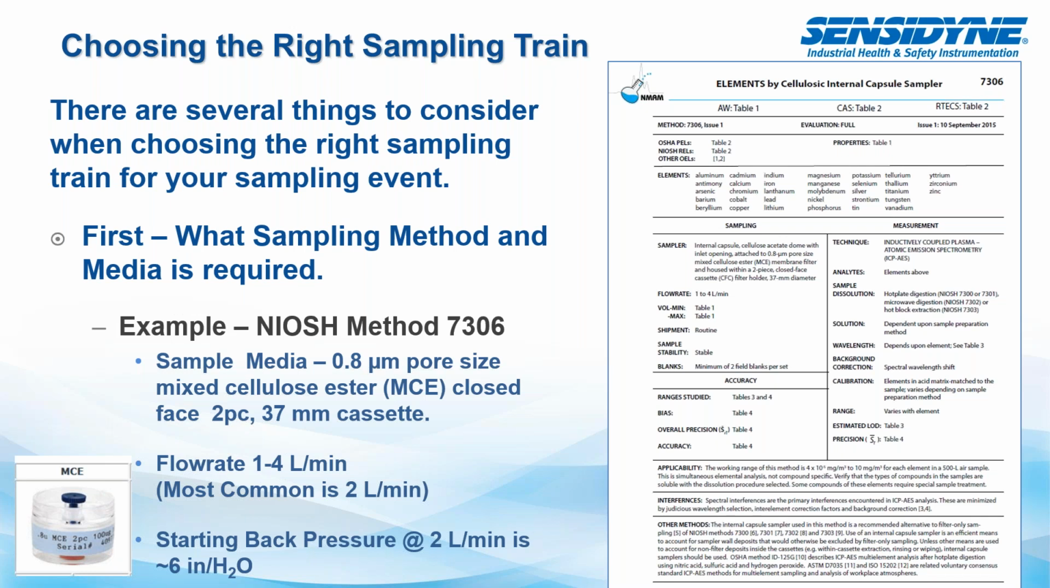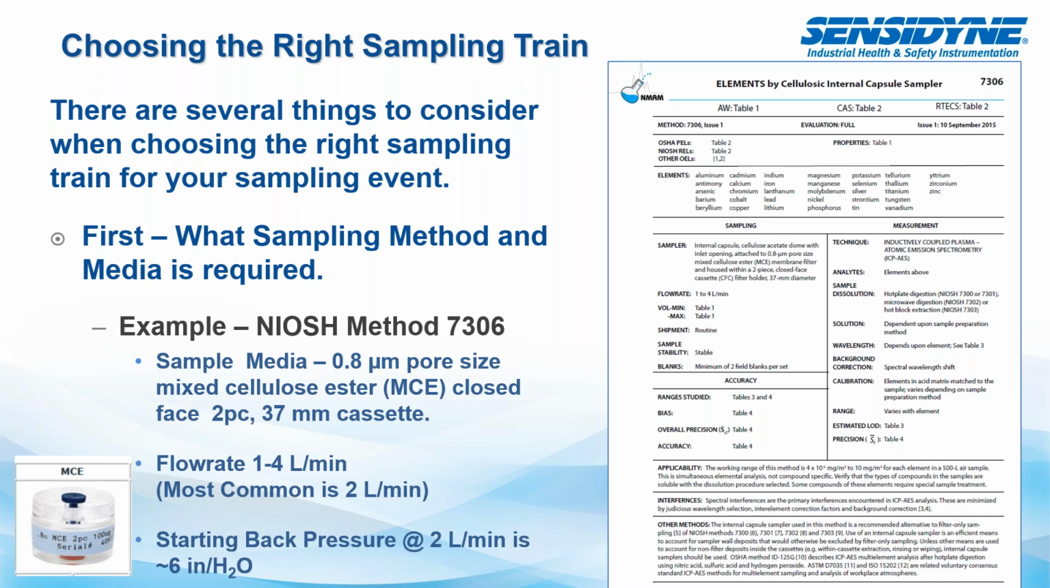This is a metals panel. It's using a medium of 0.8 micron pore size. Now, a pore size less than 1 micron is going to create much higher back pressure than a filter that would be like a 5 micron PVC. So a 5 micron pore size obviously has less resistance than something with a smaller pore size like this 0.8 micron. So think about that as you're choosing your flow rates and choosing the right pump.